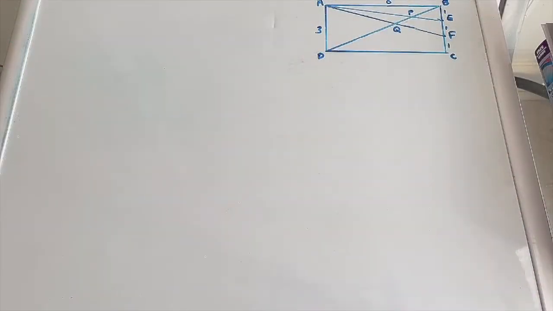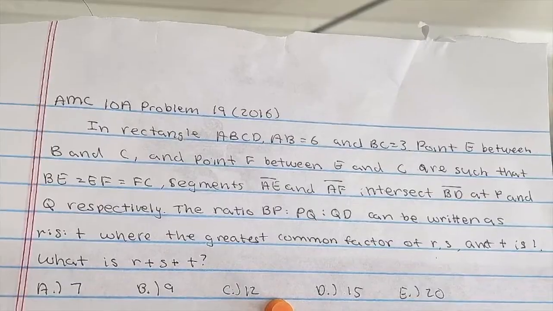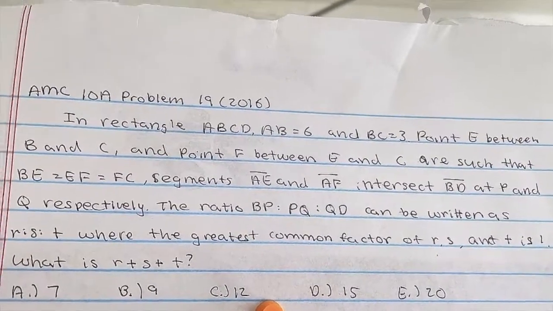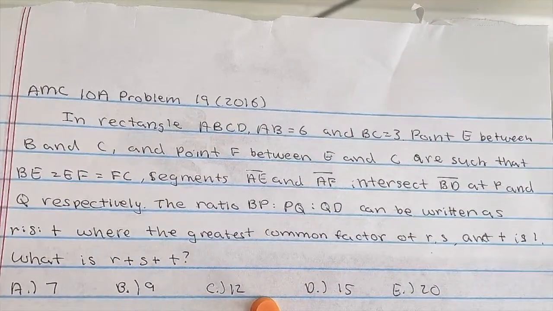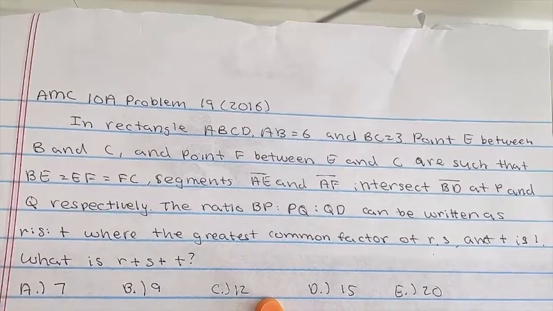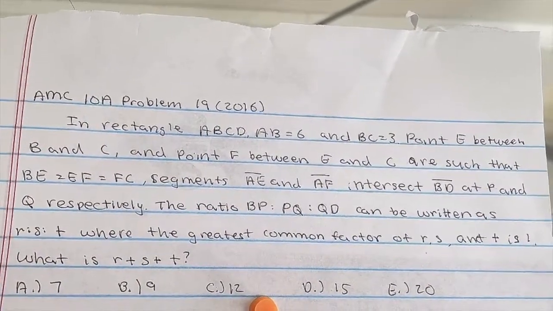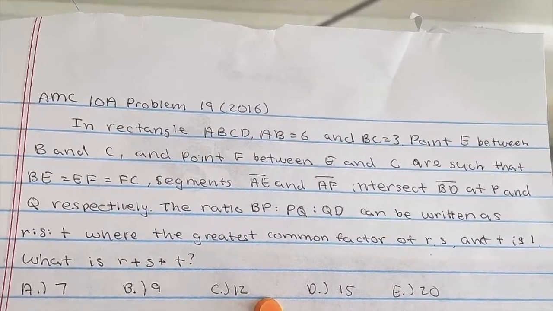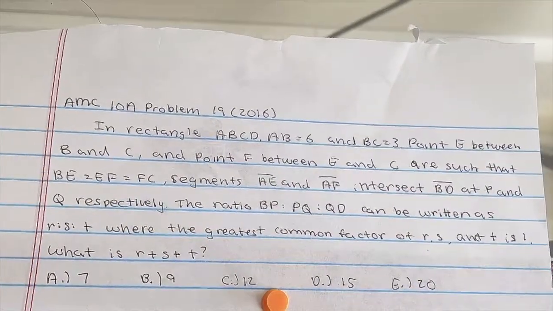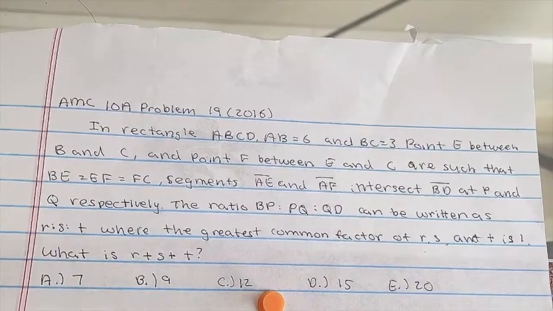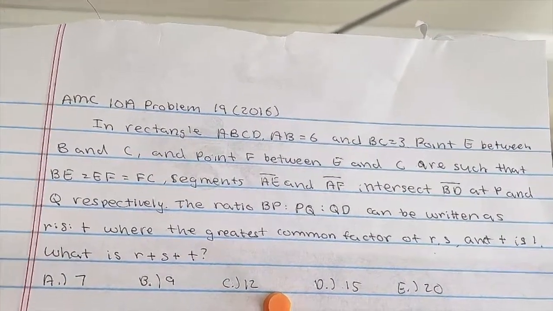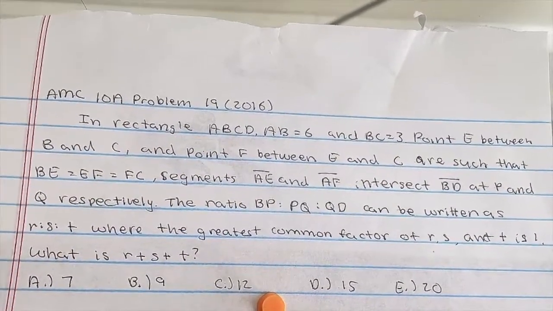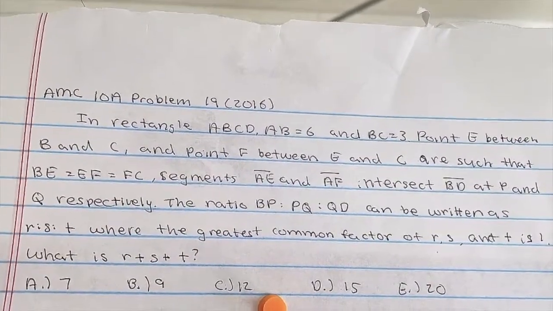This is AMC 10A problem 19 of the year 2016. In rectangle ABCD, AB equals 6 and BC equals 3. Point E is between B and C, and point F is between E and C, such that BE equals EF equals FC. Segments AE and AF intersect BD at P and Q respectively. The ratio BP to PQ to QD can be written as R to S to T, where the greatest common factor of R, S, and T is 1. What is R plus S plus T?